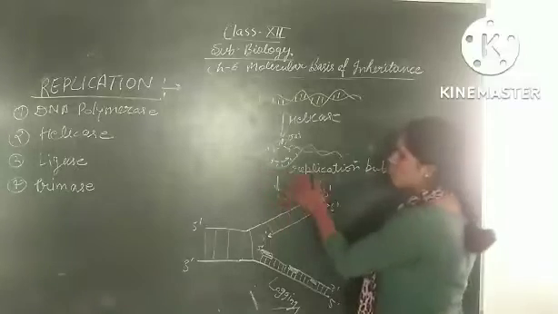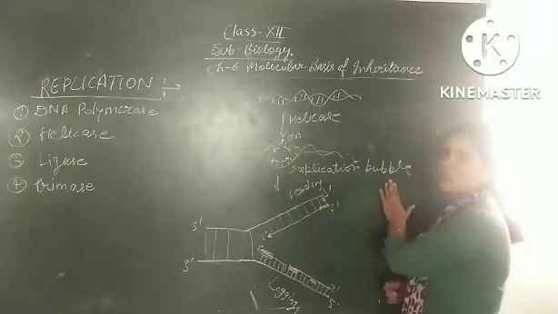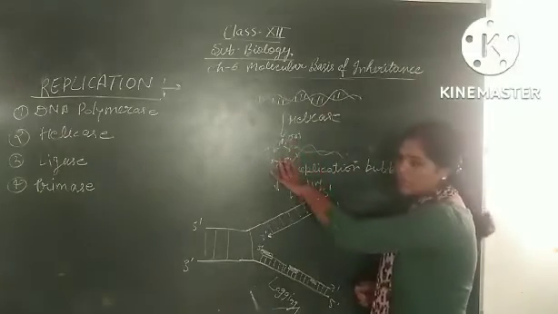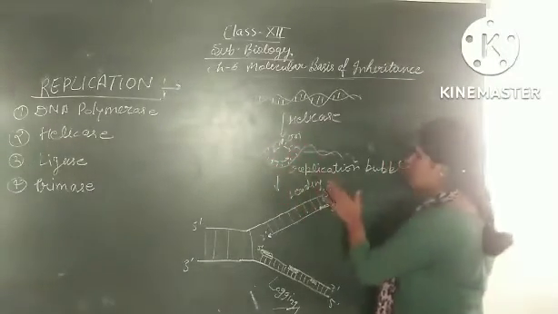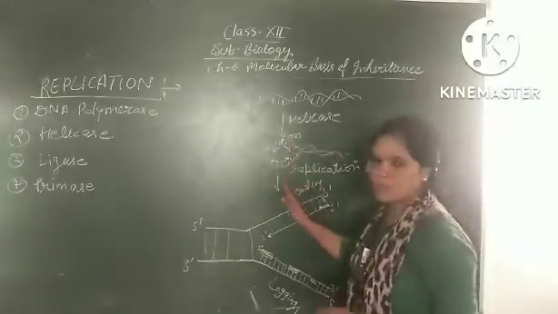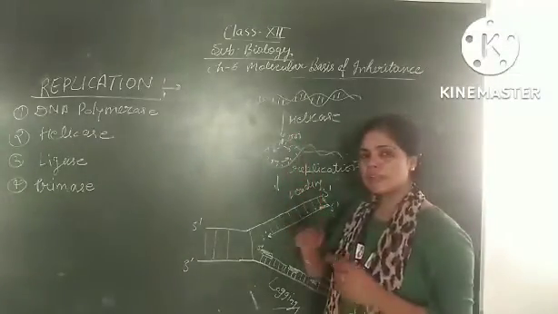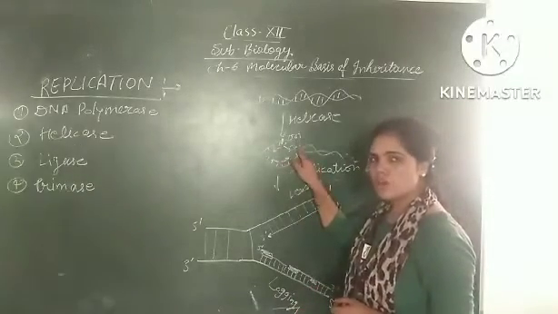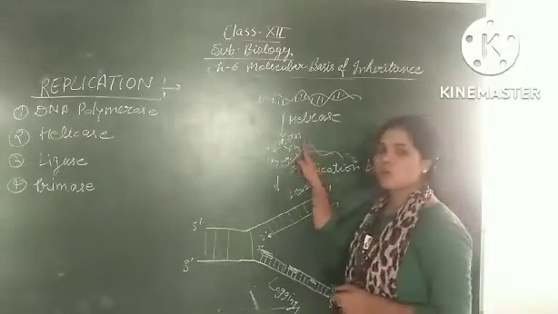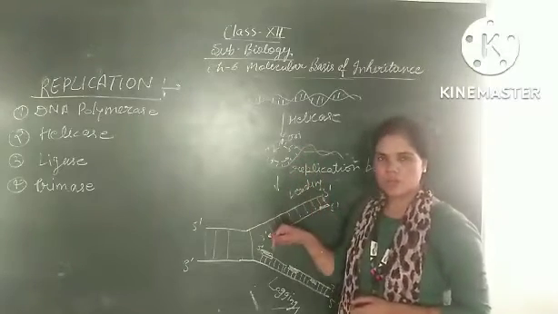This part of DNA is known as the replication bubble. After separating the DNA strand, the opening of the DNA is known as the replication bubble. At this replication bubble, the point from where the replication has to be started is known as ORI, origin of replication. So from this ORI, replication will start.